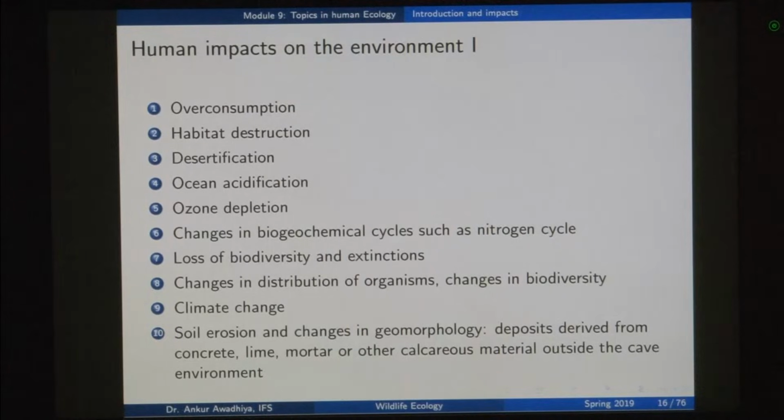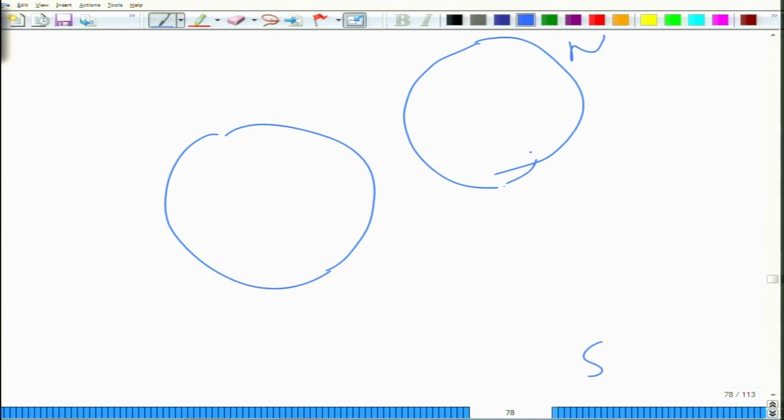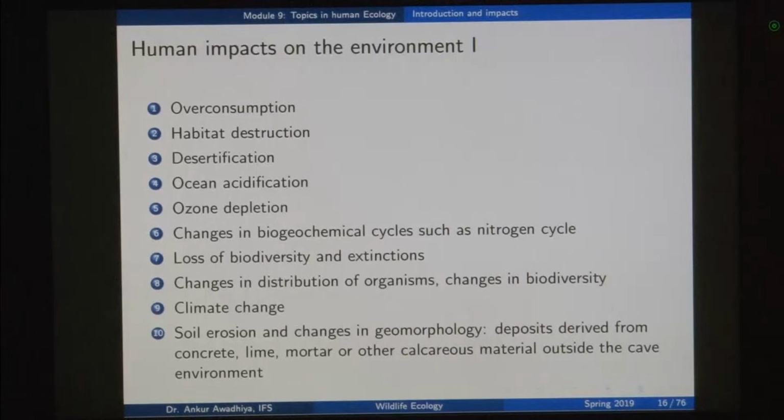Or loss of biodiversity and extinctions that we have discussed before, or changes in the distribution of organisms, or changes in biodiversity, especially because of climate change. So, in this case we have seen that if you have certain organisms which have, say, this particular range, and this is south, this is north, and then if you have more global warming or more climate change, then probably the range will shift more northwards, so that there is a lower temperature available for these organisms.